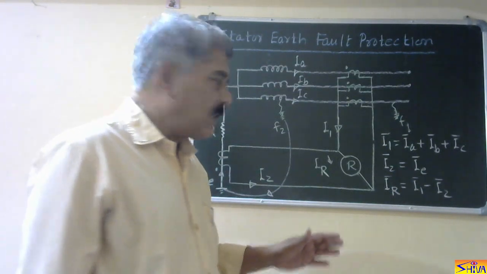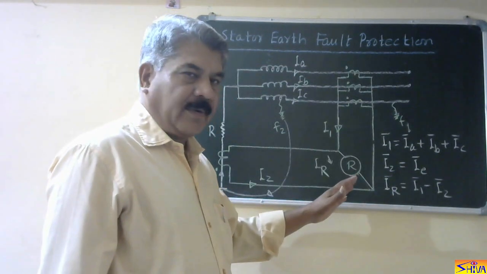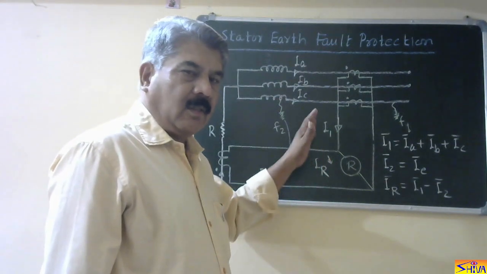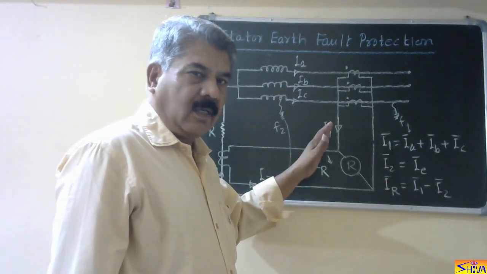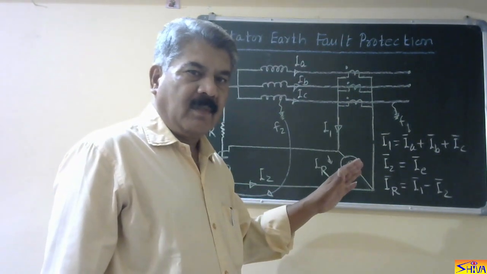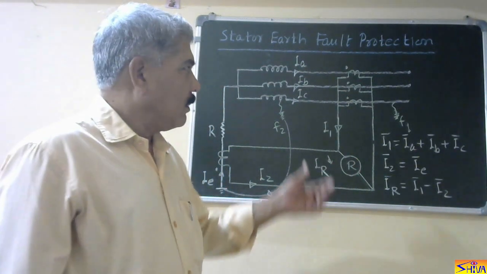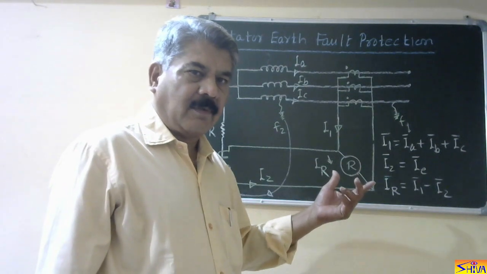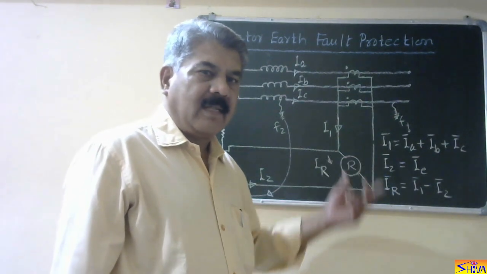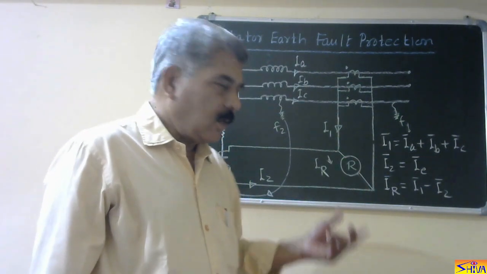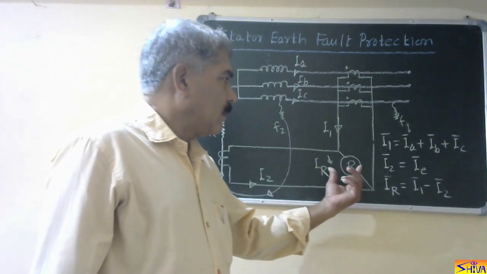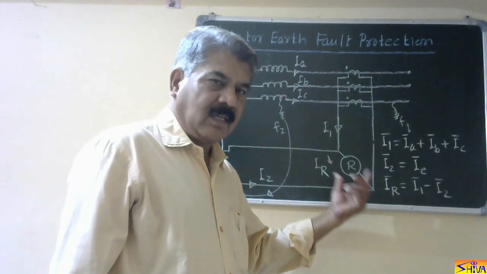So you can see here that relay is operating for the earth fault on the generator winding only. That is, this protection is restricted for the earth fault on the generator. You can also say this as restricted earth fault protection or balanced earth fault protection. Now let us see how the setting of this relay is provided.